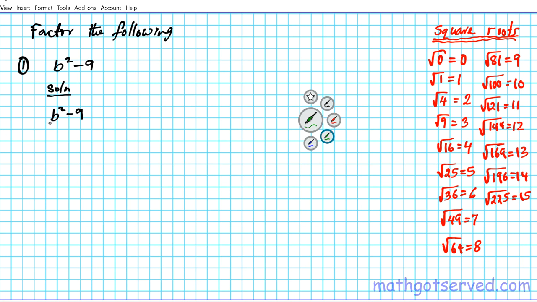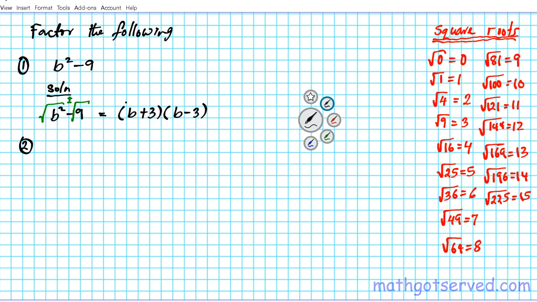We're going to use a formula. You square root the first and the last term, and then write it as the sum and the difference. The square root of b squared is just b, and the square root of 9 is 3. So b plus 3, the sum of the square roots, and then b minus 3, the difference. So a squared minus b squared equals a plus b times a minus b.